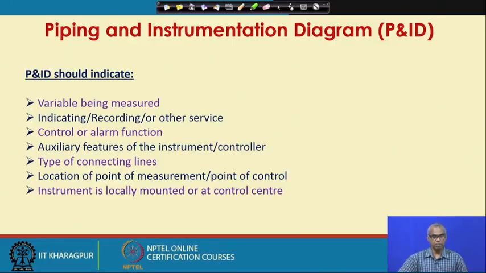P&ID should indicate variable being measured, indicating, recording or other services, control or alarm function, auxiliary features of the instrument or controller, types of connecting lines, whether it is pneumatic lines or hydraulic lines or electric lines, location of point of measurement or point of control, that means whether the instrument or the transmitter is mounted locally at the plant site or it is located at the control room. Instrument is locally mounted or at control center.